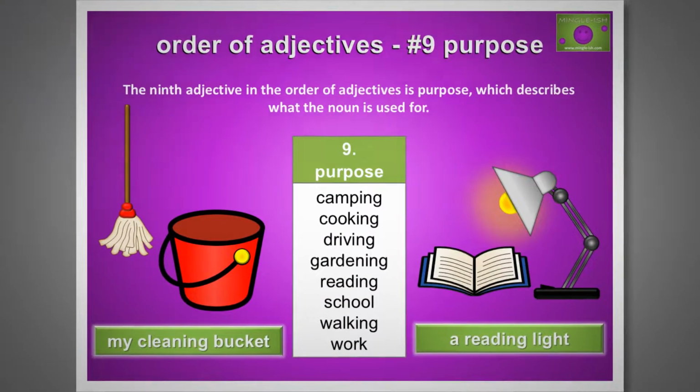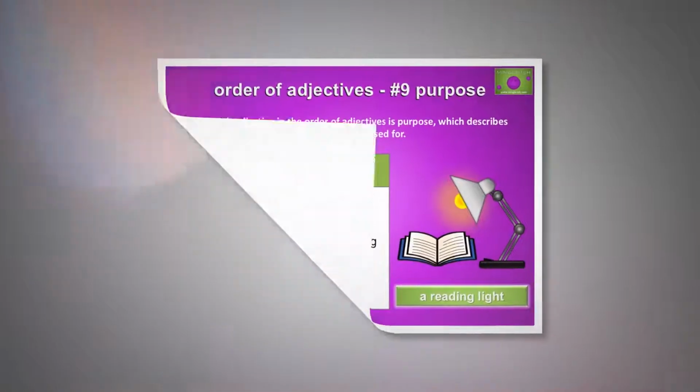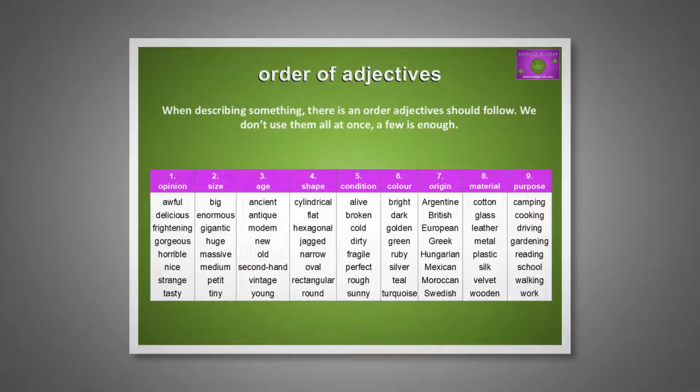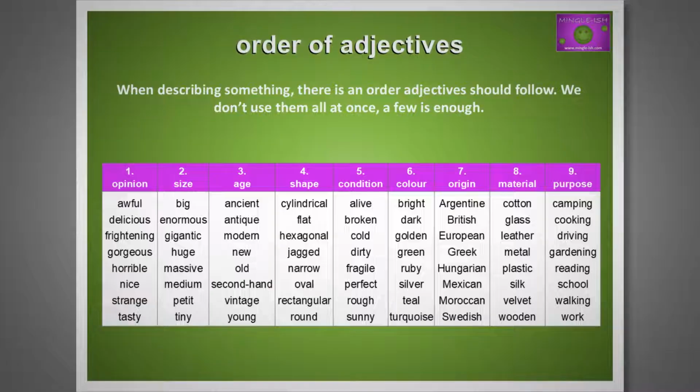And finally, the ninth adjective is purpose, which describes what the noun is used for. My cleaning bucket and a reading light. So, to recap. When describing something, there is an order adjectives should follow. We don't use them all at once, a few is enough. Let's end the lesson with a few examples.